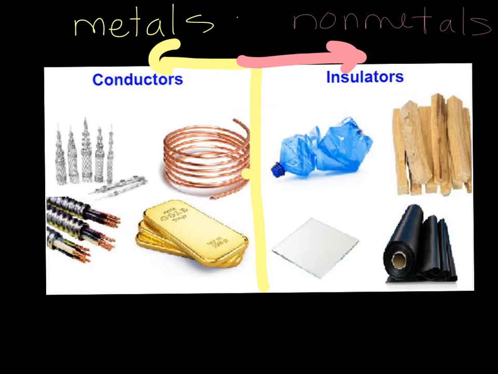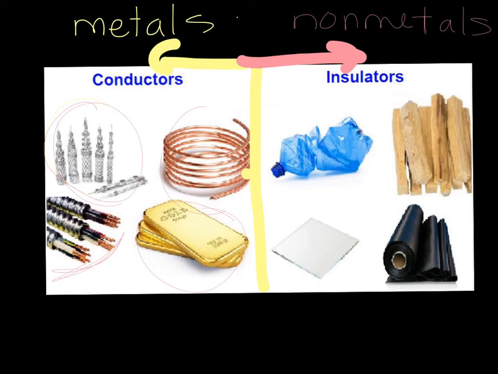So if you look at these pictures on the left-hand side, we've got all sorts of metallic things. I have, to be quite honest with you, no idea what these things are supposed to be, but okay. These are wires down here. And then, this looks like gold bars and some copper wire.